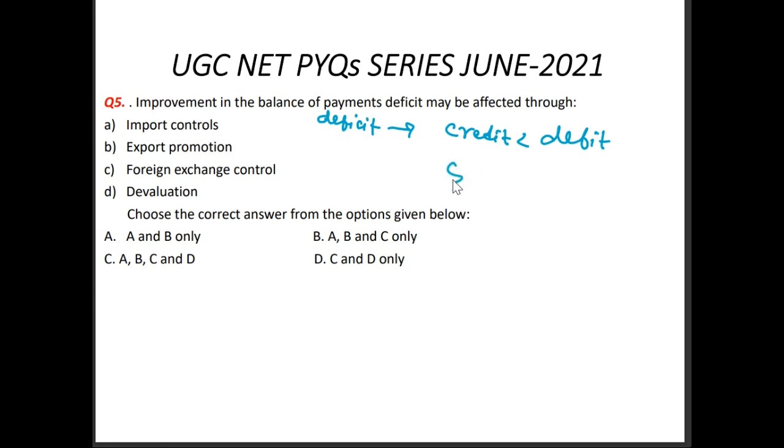That is, dollar inflow is less than dollar outflow. When does this happen, when is dollar inflow less than dollar outflow?